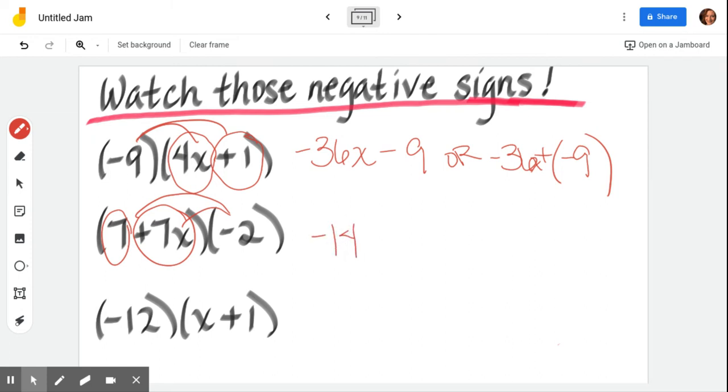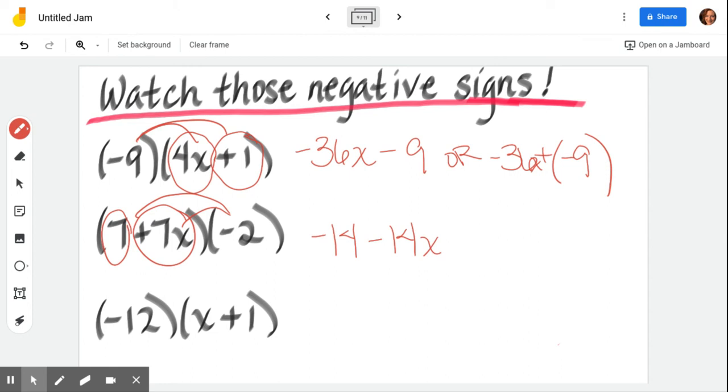-2 times 7x is a -14x. Or if you have -14 plus -14x, that's okay. Just put the -14x in parentheses. Now, if you don't put the plus, don't go ahead and put this guy in parentheses, because without a symbol in between those, that would mean multiply, right? So only put the parentheses if you have two signs right beside each other.